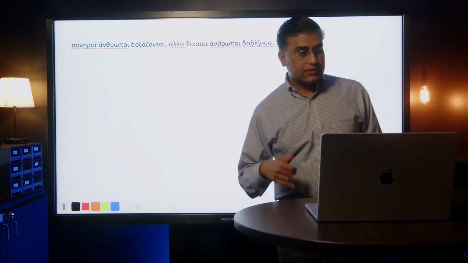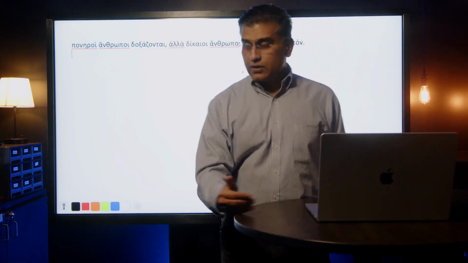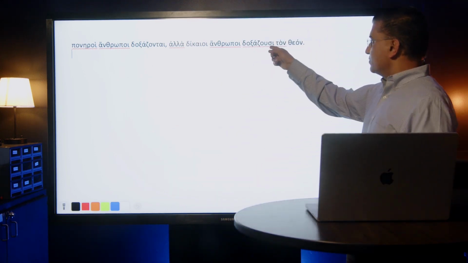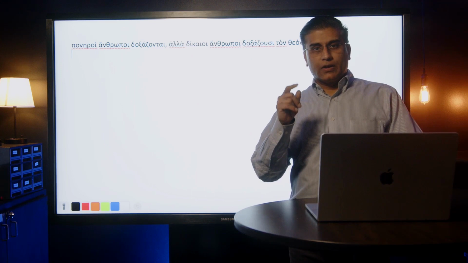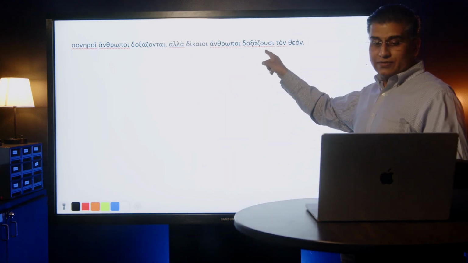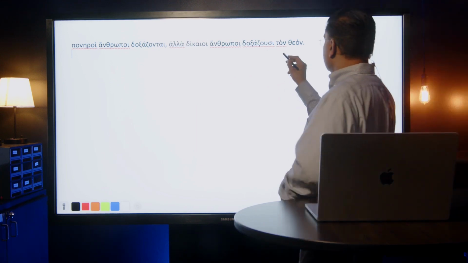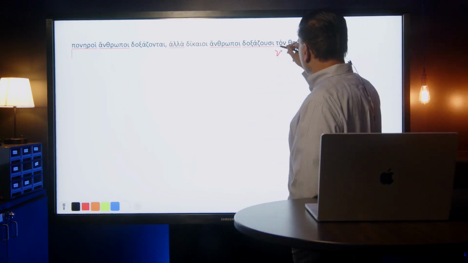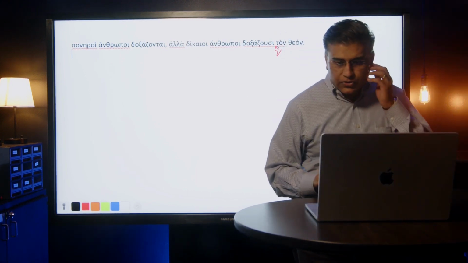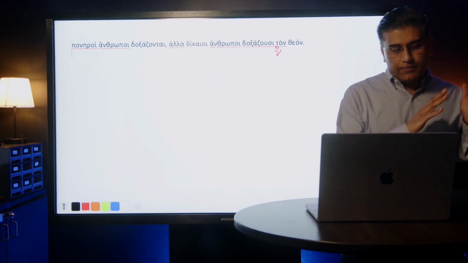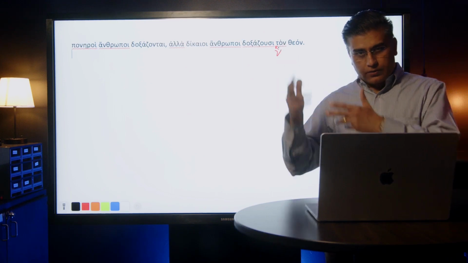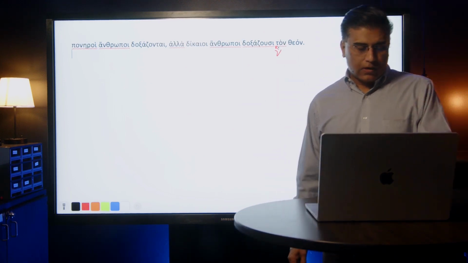doxazousi is present active indicative, unlike doxazontai. This is your same old omen, ete, usin. This is the usin, again with the nu missing here. So doxazousi ton theon, they glorify God. Ton theon, theos is God.